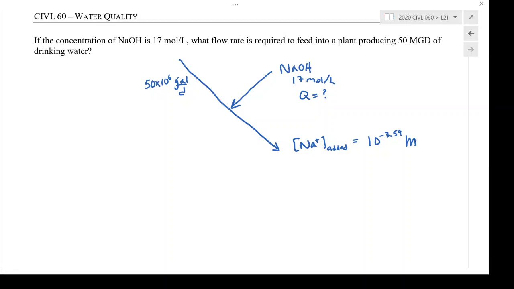So one of the assumptions here is that the flow rate in the plant does not change appreciably as the result of the addition of the sodium hydroxide solution. So this is so concentrated that the impact on the flow rate is going to be negligible.